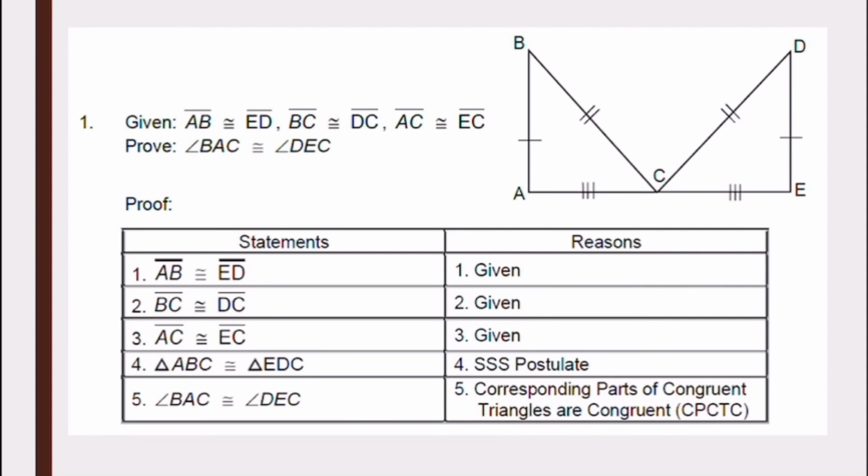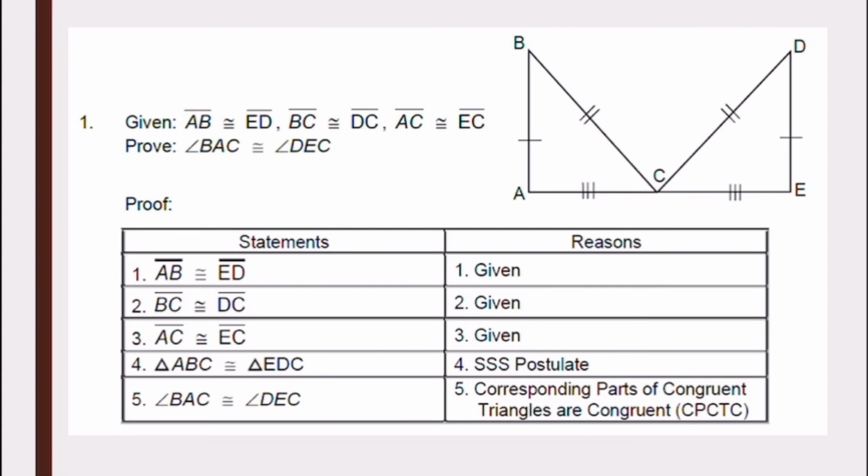For our first statement, we have line segment AB is congruent to line segment ED, and the reason is given. For our second statement, line segment BC is congruent to line segment DC, and the reason here is also given. For our third statement, we have line segment AC is congruent to line segment EC, and the reason again is given.